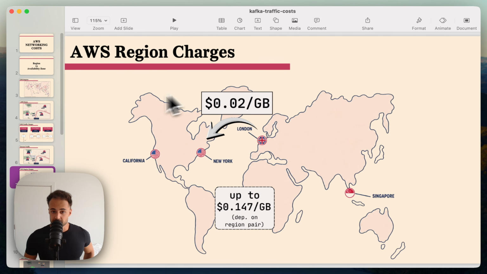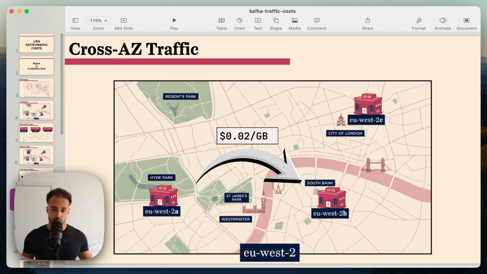Then you have the cross-region charges, which is within the AWS network, from London to New York, let's say, it costs 2 cents to move a gigabyte. Again, this depends on the regional pairing. Some regions are more expensive. I think South Africa had very expensive costs. India, some parts have much more expensive cross-region charges. And then we have the cross-AZ, which is within the same region. So again, we have the London region of AWS. And if I'm moving data from one data center to another, I'm going to pay 2 cents a gigabyte for that data moving.